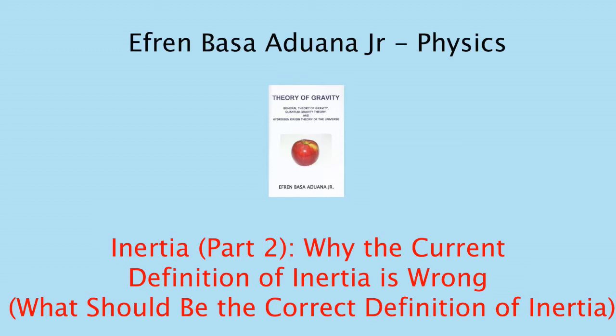Inertia, Part 2. Why the current definition of inertia is wrong. What should be the correct definition of inertia? In Inertia Part 1, which tells us the current definition of inertia, it was shown that the definition of inertia going back from Isaac Newton is actually wrong. In this Inertia Part 2, I will put forward what is the correct definition of inertia.